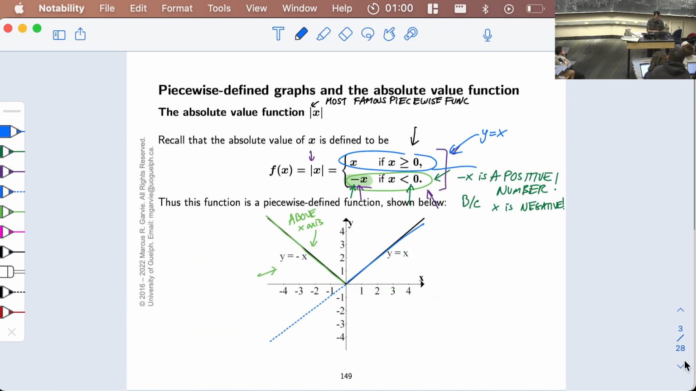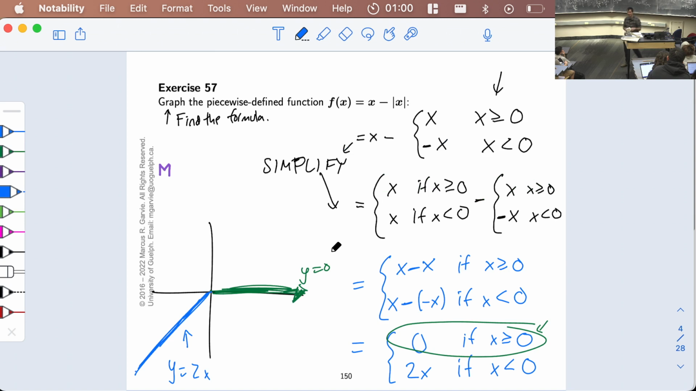So it's this dotted line down here. This was y equals x. And we have y equals 2x. So that's what it looks like. Two pieces, one of them is horizontal, and the other one is this negative thing.